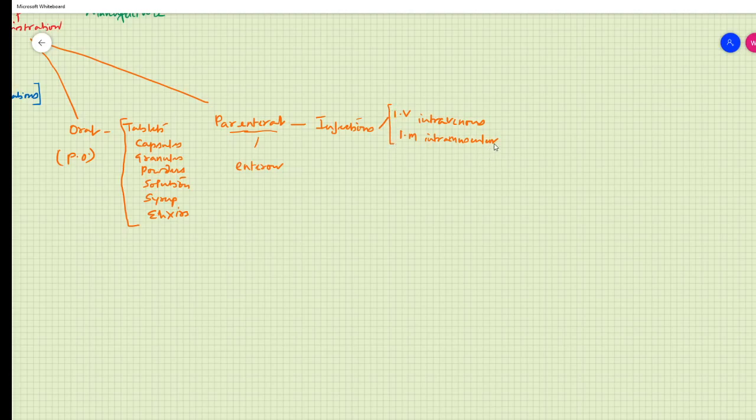Intramuscular usually it is administered to the gluteus muscle and the deltoid muscle. Okay, so those are the intramuscular routes by which they are injected. Now, injections themselves can be solutions. They can be suspensions, emulsions, etc.